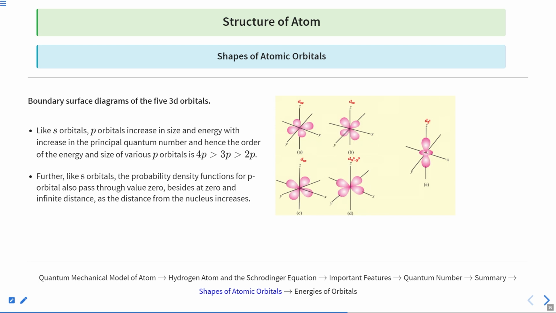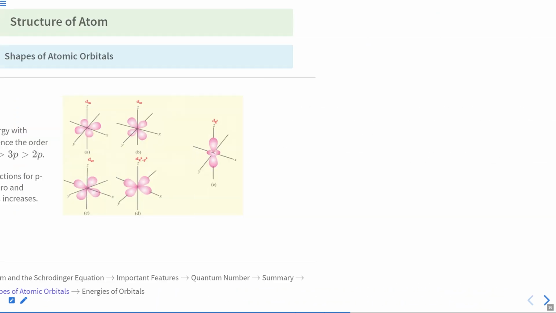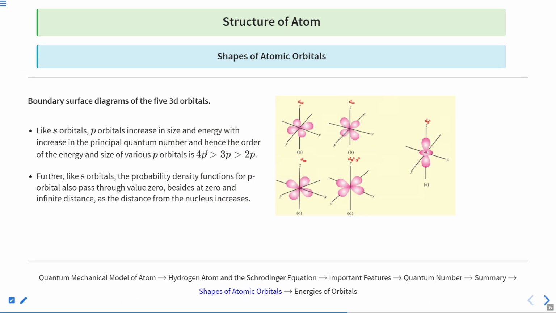If I ask what is the number of radial nodes in case of 4p, you will use the formula n minus l minus 1. The value of n is 4. The value of l is 1 for a p orbital, and minus 1. So 4 minus 1 minus 1 gives you 4 minus 2, which is 2. So there will be 2 radial nodes. So it goes on increasing.